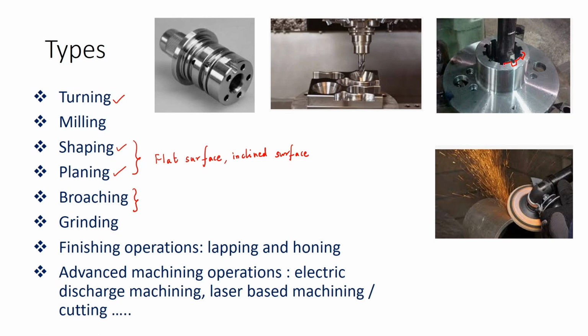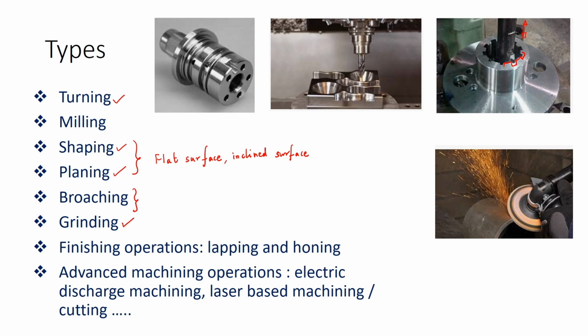Here we are having the reciprocating motion of the tool. In turning, we are having rotary motion of the workpiece and translatory motion of the tool. In the milling operation, we are having rotary motion of the tool and translatory or linear motion of the workpiece. In the broaching operation, we are having the reciprocatory motion of the broaching tool and the workpiece is stationary.